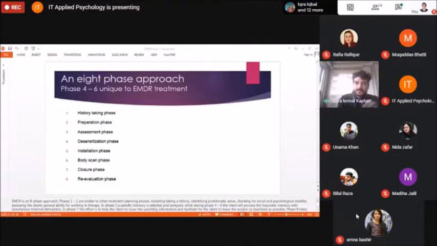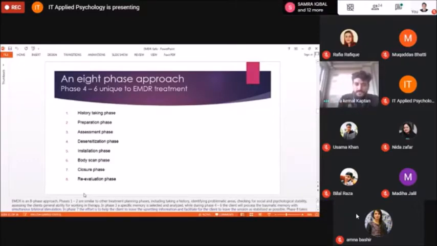This is important because EMDR includes exposure to traumatic experience. You make your participant, your client, remember traumatic experiences. So they need to be prepared for this. They need some resources to deal with recalling their traumatic experiences. History taking is the same one.